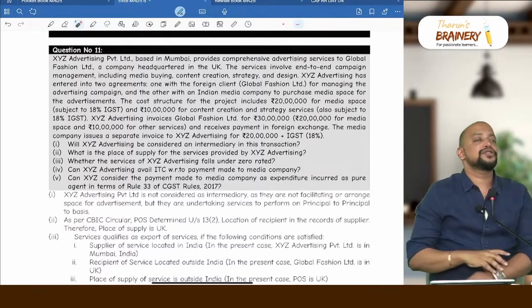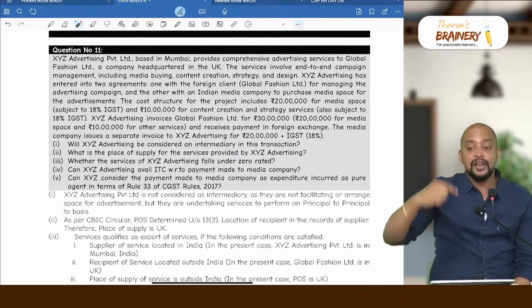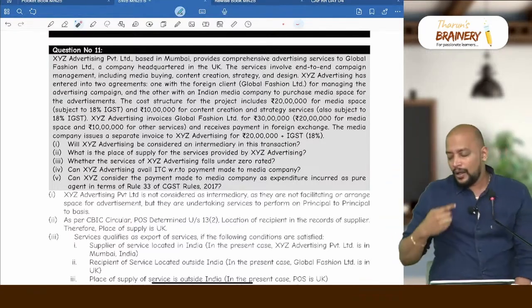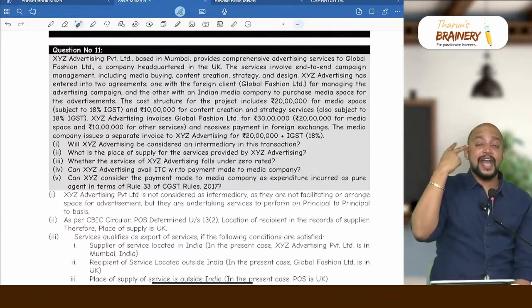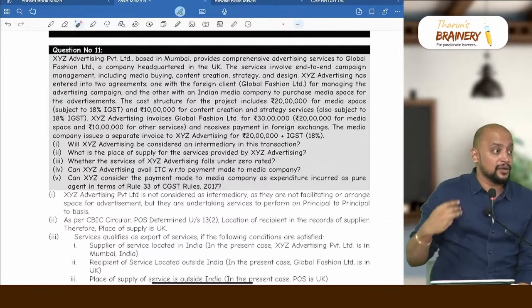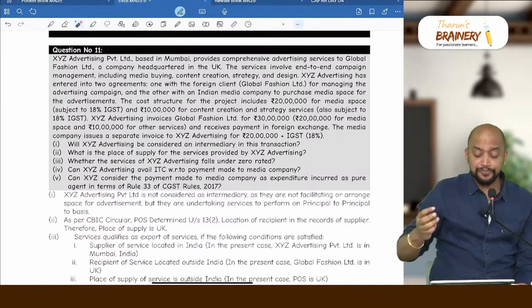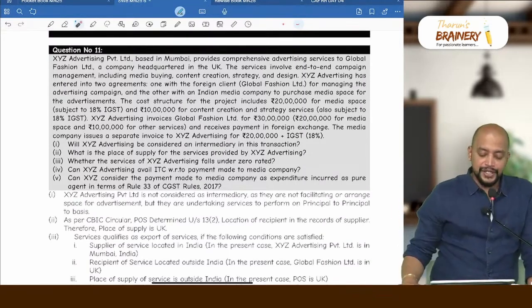Is it clear? In order to become a pure agent, 4 conditions should be satisfied. Contractual obligation, wherein through contract the recipient should authorize the supplier to incur the expenditure. Only the actual amount incurred should be recovered, and the title should not be in the name of the supplier, and it should not be used for the personal purpose of the supplier. Here the title is in the name of the supplier, that's why pure agent will not come.